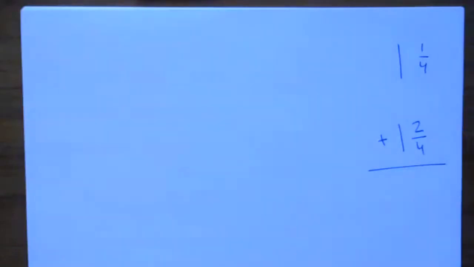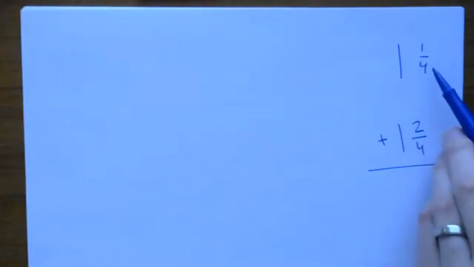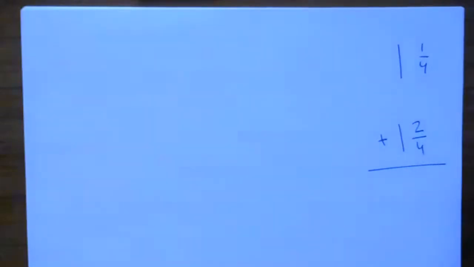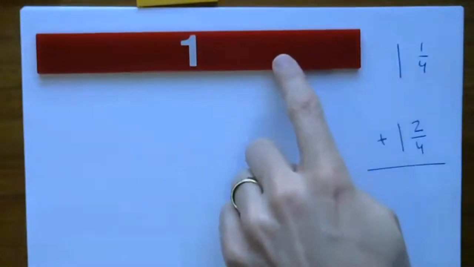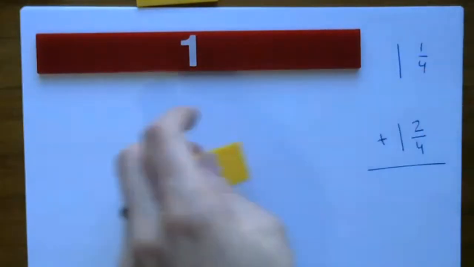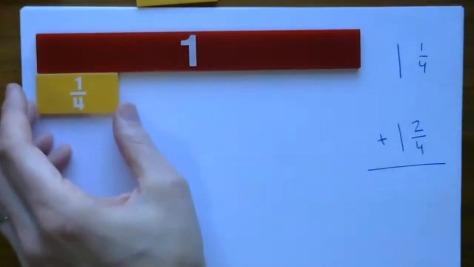So let's add some fractions that have the same denominator. Let's start with 1 and 1/4 plus 1 and 2/4. I'm going to model this with some fraction tiles. 1 and 1/4 just means one whole, the red whole tile, and 1/4, 1/4 of another whole.